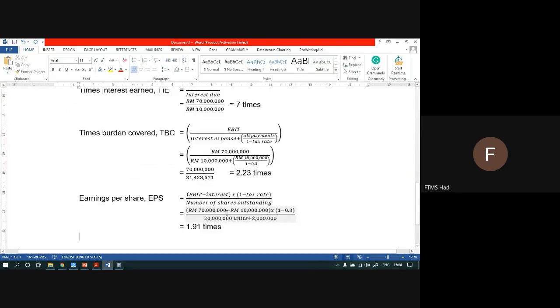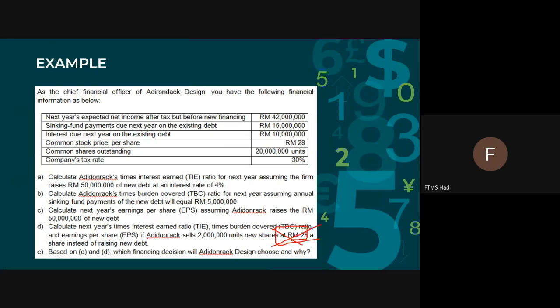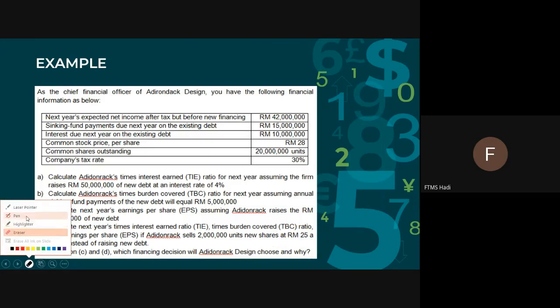Okay, let me finish up with question E before I proceed with any questions. Question E says, based on C and D, that means the answer of C and the answer of D, which financing decision will Adidon Rec Design choose and why? So you need to compare answer C with answer D.